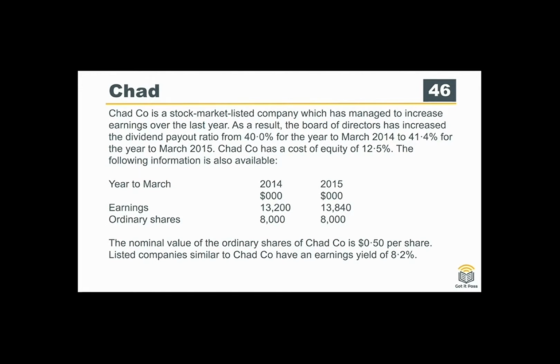This company is a stock market listed company. It means that it is traded in the stock exchange. It has managed to increase earnings over the last year. As a result, the board of directors has increased the dividend payout ratio from 40% of the year 2014 to 41.4% for 2015. And remember, it is the dividend payout ratio. Dividend payout ratio means the dividend per share divided by earnings per share.